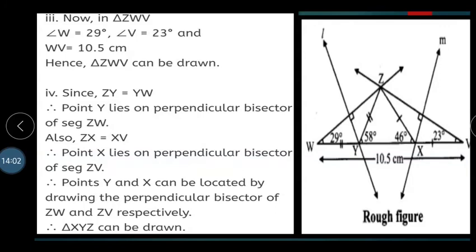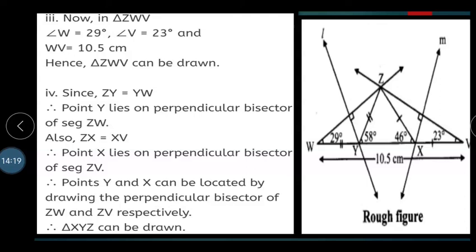Now in triangle ZWV, angle W is equal to 29 degrees and angle V is equal to 23 degrees and WV is equal to 10 centimeters. Hence triangle ZWV can be drawn.